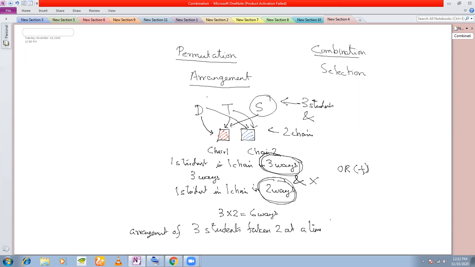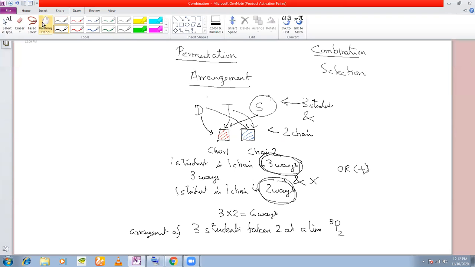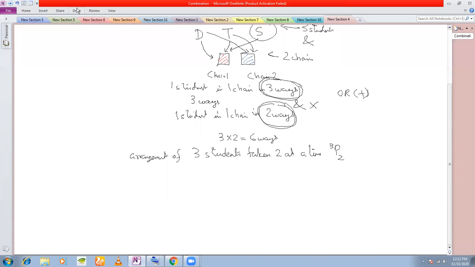And this we call 3p2. Understood? This was a very, very simple example. Is this clear? Now, suppose there were four students and three chairs, in how many ways will you make them sit? In how many ways? 4p3. Exactly. So that is how permutation works.